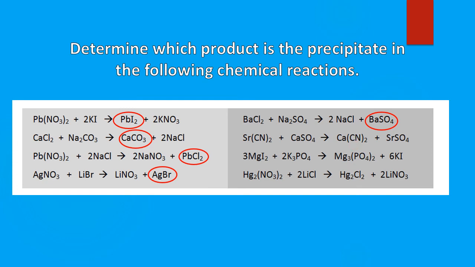Cyanides. All cyanides are soluble. Sulfates are normally soluble. Strontium is one of the exceptions to the solubility. So this is our precipitate. Phosphates. Phosphates are normally insoluble. Magnesium is not an exception to the solubility of phosphates. So that means magnesium phosphate is our precipitate. All nitrates are soluble. We know when a chloride is paired with mercury, it's going to be insoluble. So that is our precipitate.